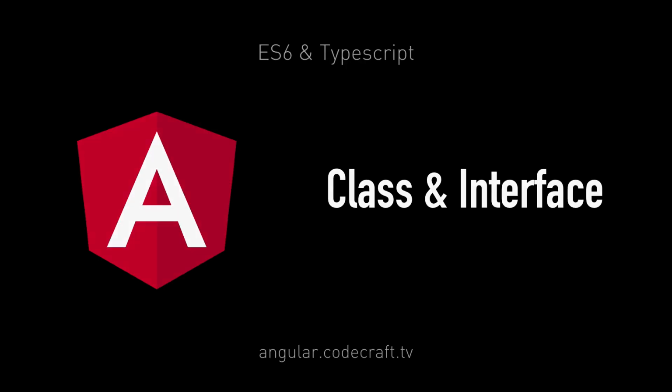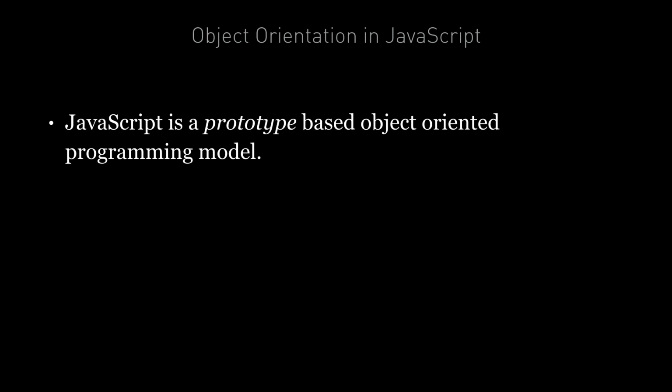How do we write object-oriented code in ES6? JavaScript has a prototype-based object-oriented programming model. It creates objects using other objects as blueprints. And to implement inheritance, it manipulates what's called a prototype chain.